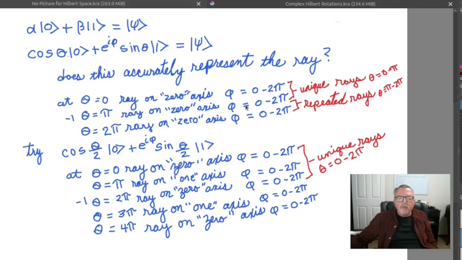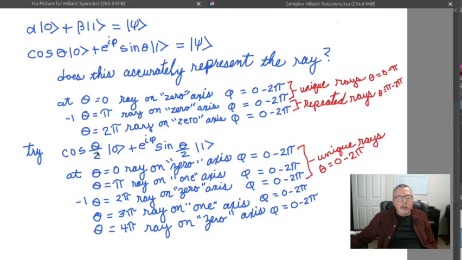But as we go from pi to 2 pi, and notice each one of these, I say that the phase could be 0 to 2 pi. All of these are repeated. So even though we've got unique thetas over here, we don't have unique rays represented. And do we want to repeat rays? No, no, no. We want those to be unique. So here's what we do. We divide theta by 2.